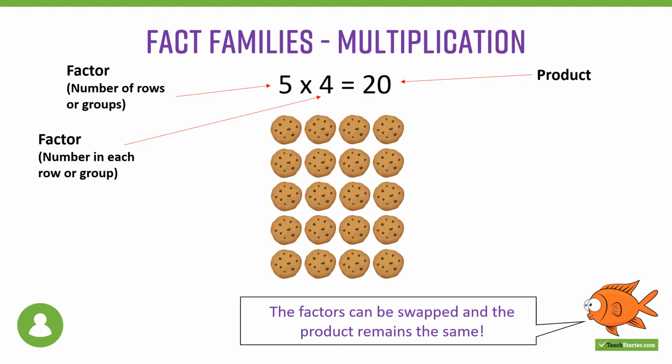And we can see that our product, being our answer, still stays exactly the same. So because 5 is our first number, that means we have 5 rows. Let's check. 1, 2, 3, 4, 5. And our next number in our number sentence tells us how many we have in each row, which is 4. And our product is 20.